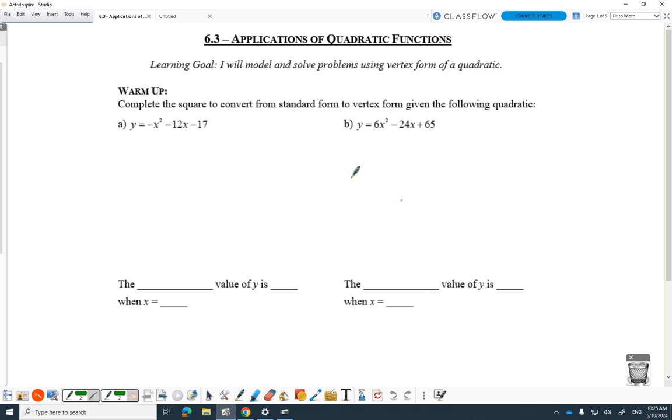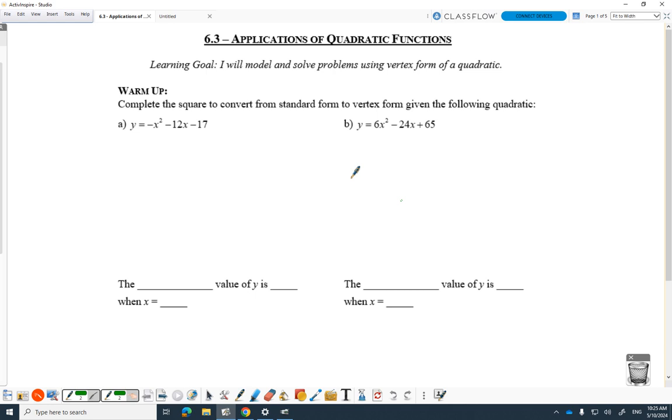For now, let's review what we know from yesterday's lesson. Complete the square to convert from standard form to vertex form. When there's no a value, well, that's a lie. It's not that there's no a value. When the a value is 1, when it's just x squared, I hope you practiced that and went, well, I can do that. I can handle that.